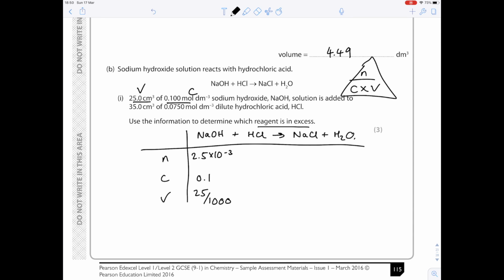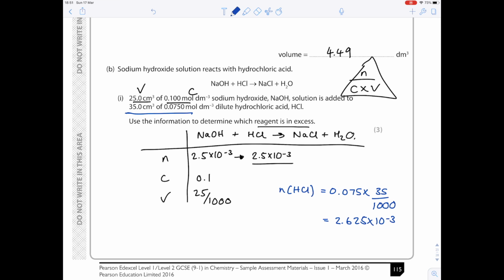And actually what you want to do here is carry that number across as being the number of moles of hydrochloric acid. Okay, and that's done. Now go back to the original question and do the same but with this second number. So we're going to work out the number of moles of hydrochloric acid by doing concentration, which we've been told is 0.075, times the volume, which we've been told is 35. Don't forget to divide it by 1,000 because we need to convert it to decimeters cubed. And you get 2.625 times 10 to the minus 3.